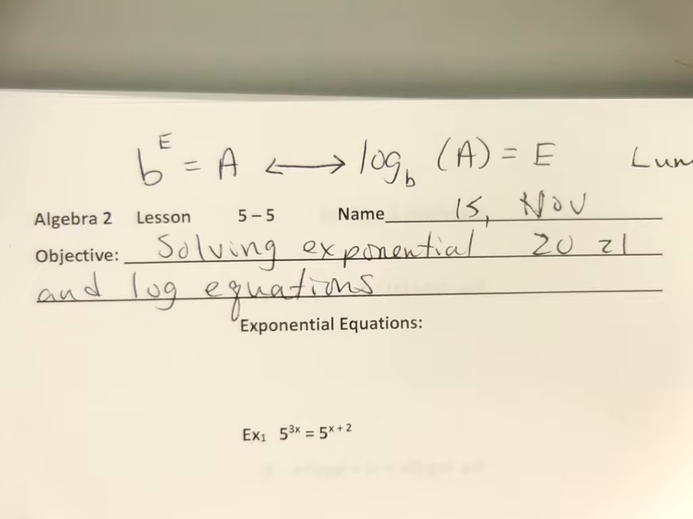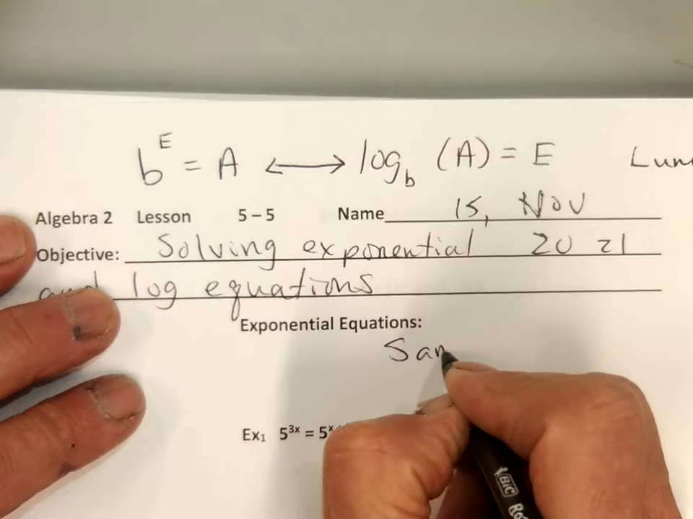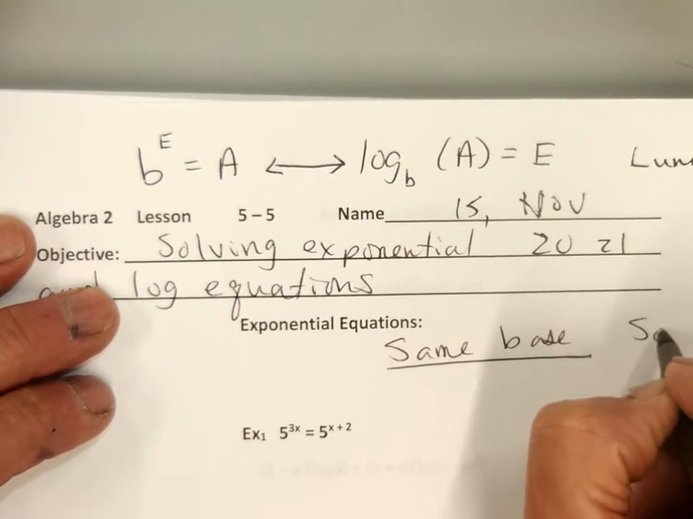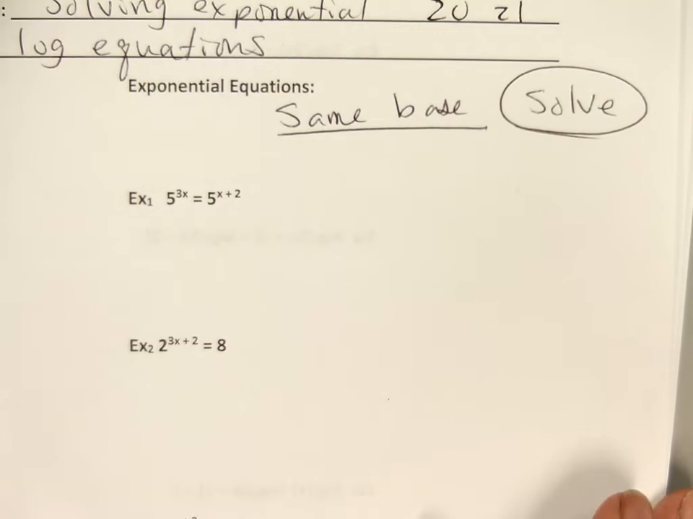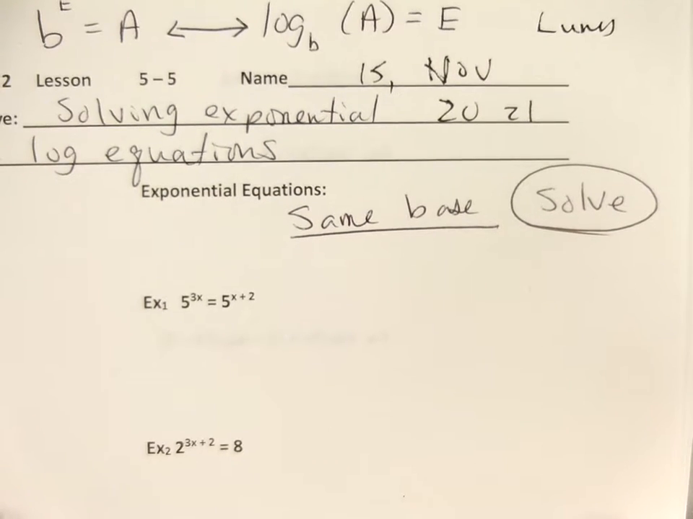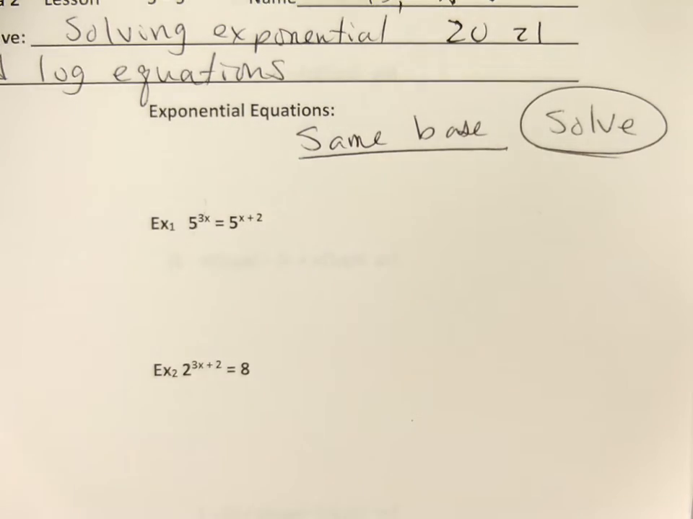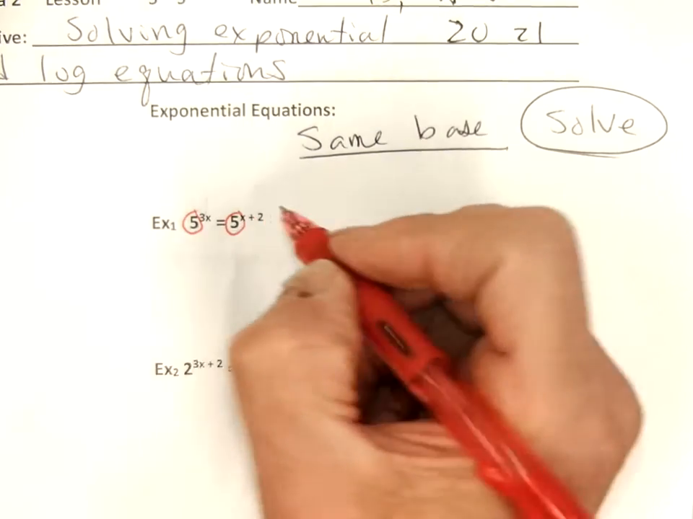Sometimes the problems are easy and we don't need a log. So if we can have the same base, we're just going to solve. So the base is this number. Okay? Am I going too fast? Let me slow down for a second. Here's my base 5, base 5.